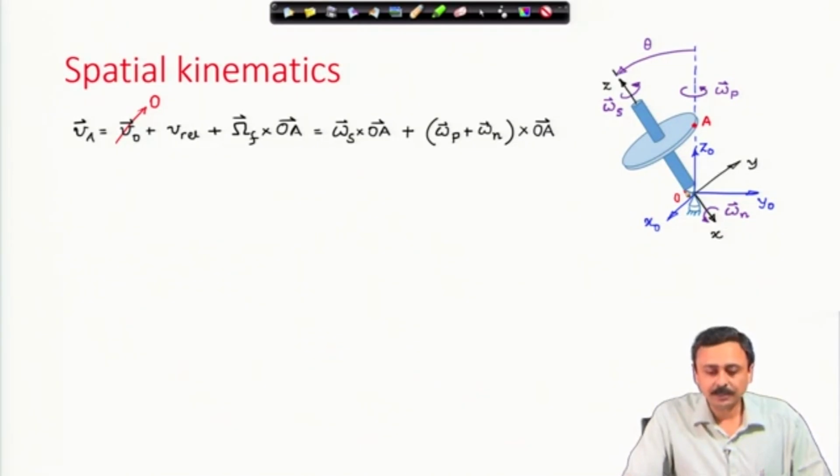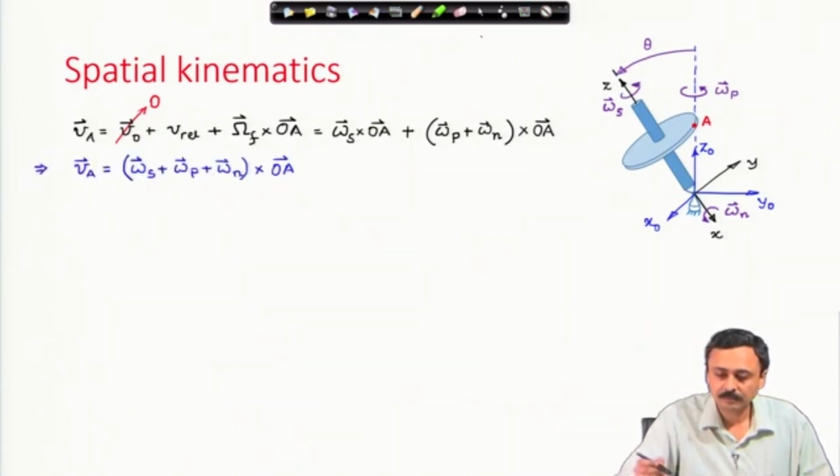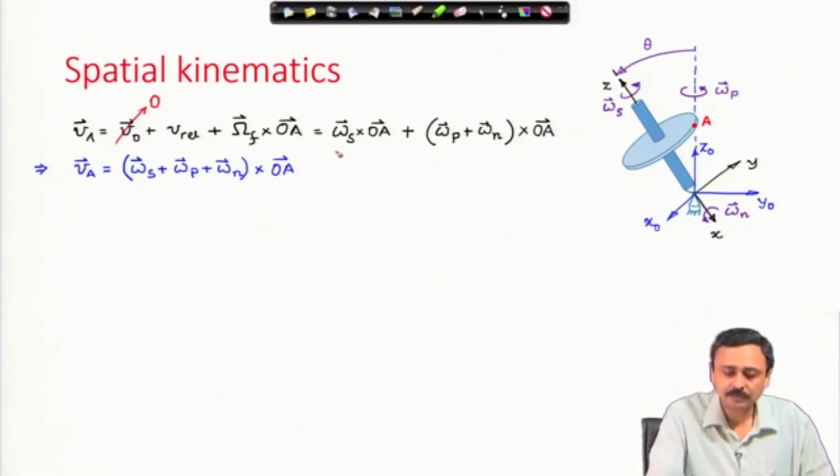You will find that V rel is because of the spin of the body. The observer who is fixed to the frame will see the body spin, and only because of that is the V rel produced. Therefore, V rel will be omega spin cross OA, and omega frame cross OA will be omega p plus omega n cross OA. Therefore, V A is equal to the sum of omega s, omega p, omega n cross OA. I have pulled out this OA.